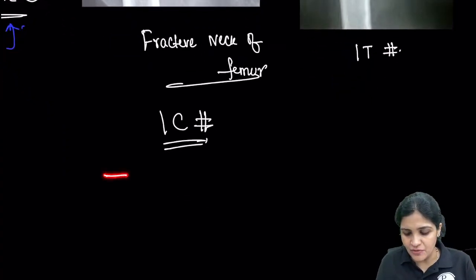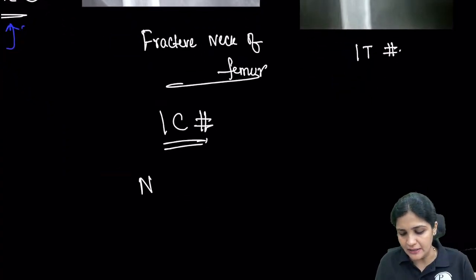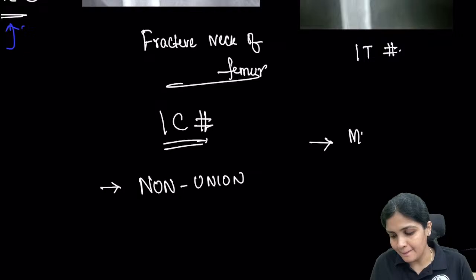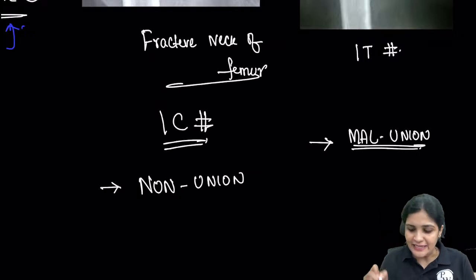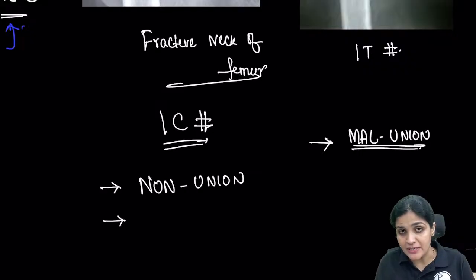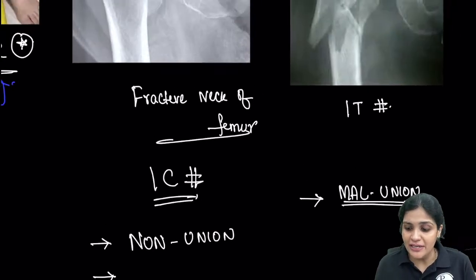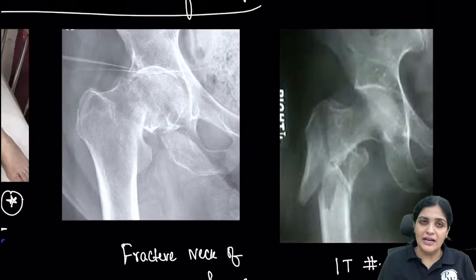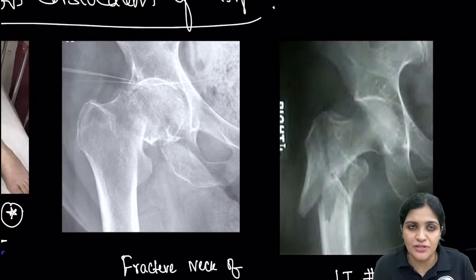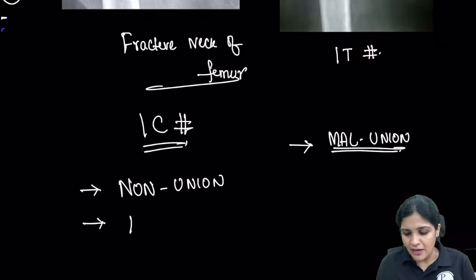So what is the complication which I have told you in IC? It will result in non-union. IT is malunion. IC is non-union. Why is IC non-union? Because it is inside the capsule and there are synovial inhibitors which will inhibit the union, right? So malunion is extracapsular, right? So here union occurs, but alignment is a problem. So this is malunion.